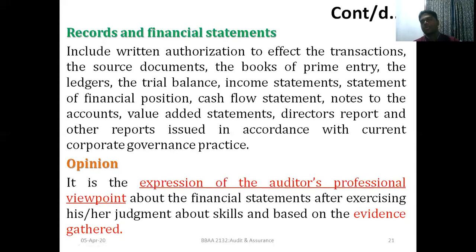So the records are source documents. Definitely the client company provides all the documents requested by the auditor. These include written authorization to effect the transaction, source documents, books of payment, everything checked by the auditor. That is the records and financial statement. It's an important one. Don't think that the auditor only checks the financial statement. That's the main one. In addition, the auditor asks for different documents from the client company's employees.